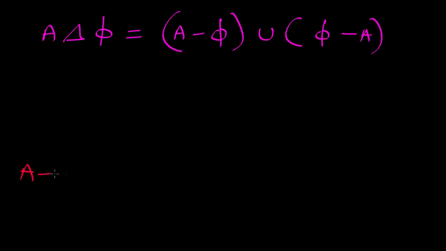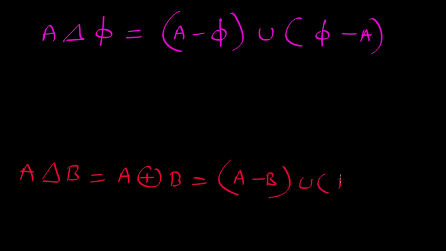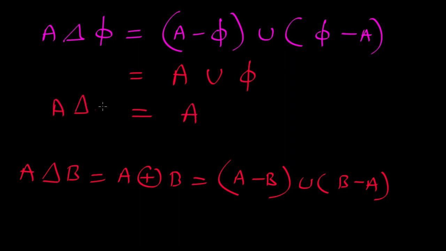We know that A symmetric difference B means exclusive OR. What this means is A minus B union B minus A. So what is A minus phi? From A, if you remove phi, you get A. Phi minus A is phi, so A union phi is A. So you can clearly see that A symmetric difference phi is basically A.